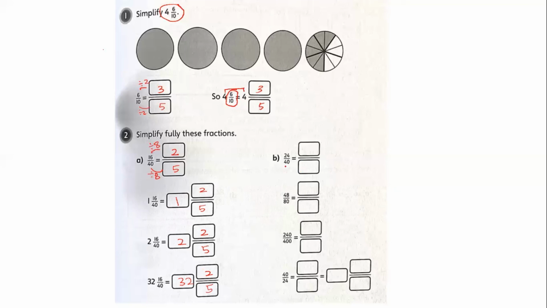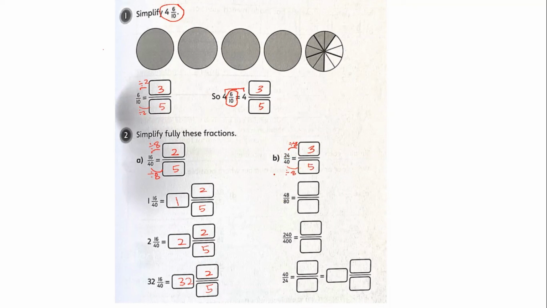Number B, 24 over 40. We know that both numbers can be divided by 8 also. So this one also divided by 8. 24 divided by 8 is 3, and then 40 divided by 8 is 5.